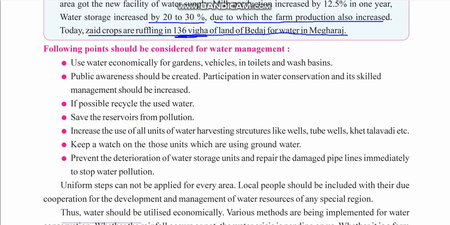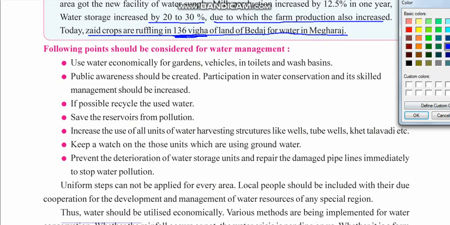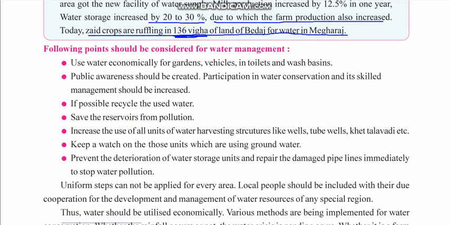That is a very large area. So with this particular example, you can understand the power of water conservation, the power of water harvesting. Okay, next, the following points should be considered while managing water.